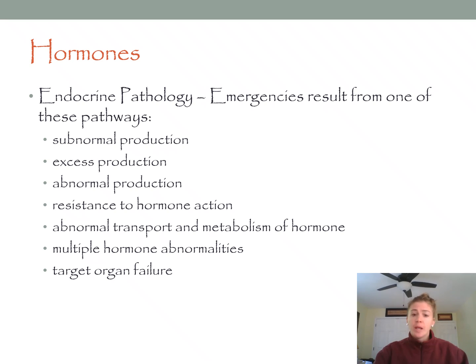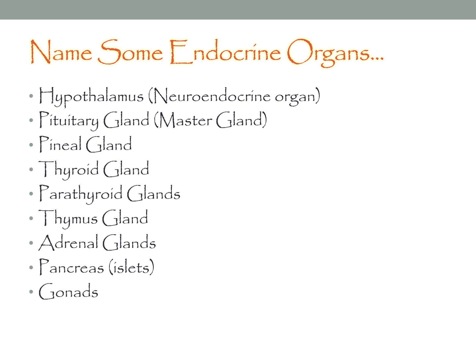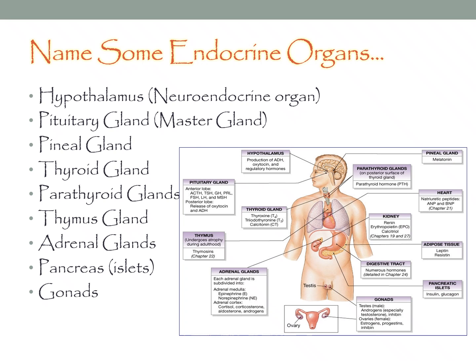So next, we're going to review the actual hormones and glands. And here I've created a list for you of the possible things that could go wrong with hormones to create these endocrine disorders and emergencies. Let's remember the video from earlier and review some of the endocrine organs and glands. We'll review each one of these individually in the coming slides.